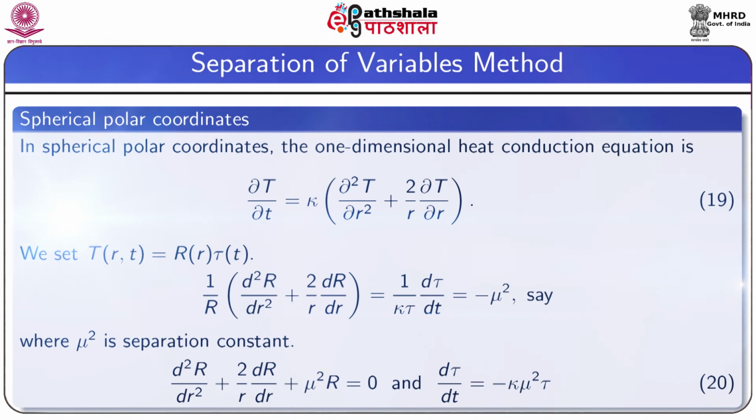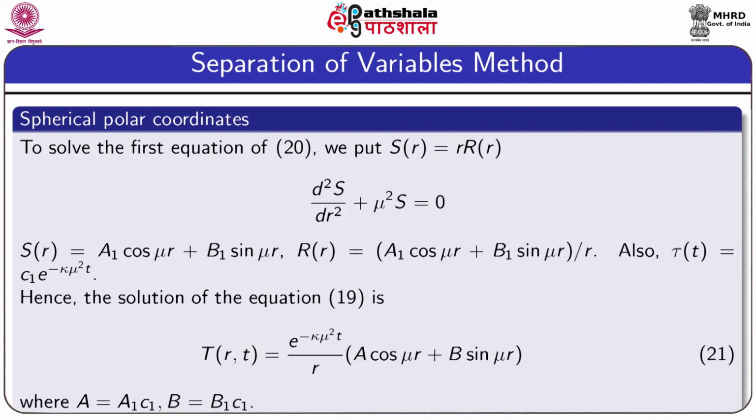Equating the R equation and the tau equation to mu square, the equation becomes d2R dr square plus 2 by r dR dr plus mu square R equals 0, and the tau equation becomes d tau dt equals minus kappa mu square tau. It is easy to find the solution of the tau equation. This is an exponential function, so the solution can be written as tau equals C1 e to the power minus kappa mu square t.